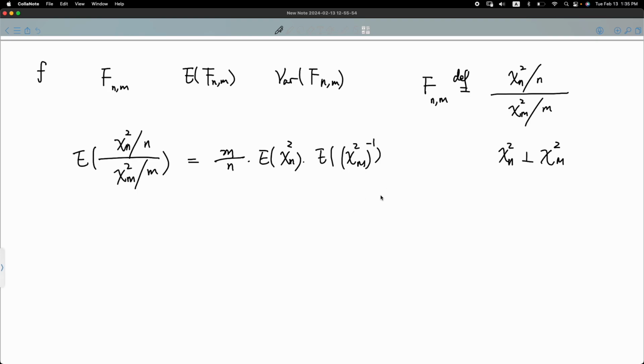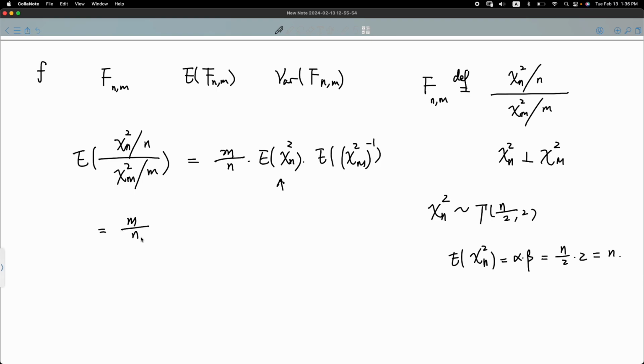Let's work on the first expectation here. A chi-square with n degrees of freedom is a gamma with alpha equal to n over 2 and beta equal to 2. The expectation of a gamma distribution is just alpha times beta, so n over 2 multiplied by 2 equals n. So the first expectation is equal to n.